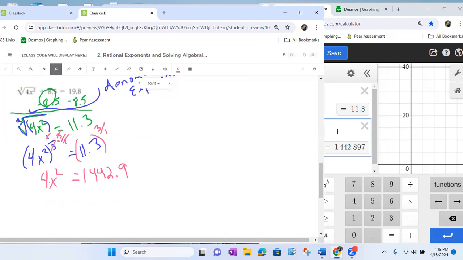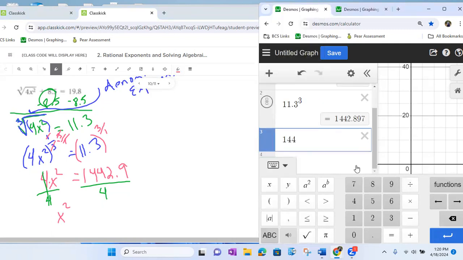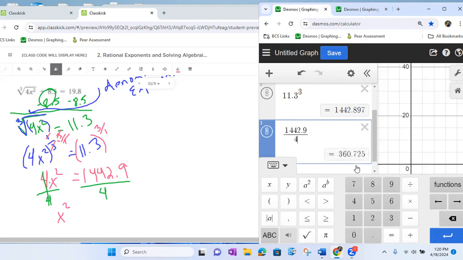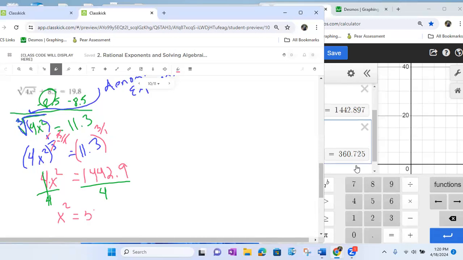Now, this is just our basic algebra stuff. I'm going to get rid of that multiplying by 4. How am I going to get rid of multiplying by 4? I'm simply going to divide by 4. So 4 divided by 4 cancels, and x squared is going to come out. Then I'm going to type in 1,442.9 divided by 4. That's going to leave us with 360.7, so x squared equals 360.7.